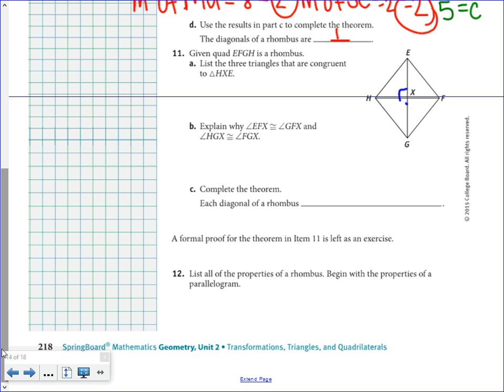So X is what is in the middle here, and so that's what we need to put in the middle of all of the other 3 triangles that we're going to list. And so we said HXE. We could say FXE would be 1 triangle. Another one that you could say would be HXG. And another one that you could say would be FXG.